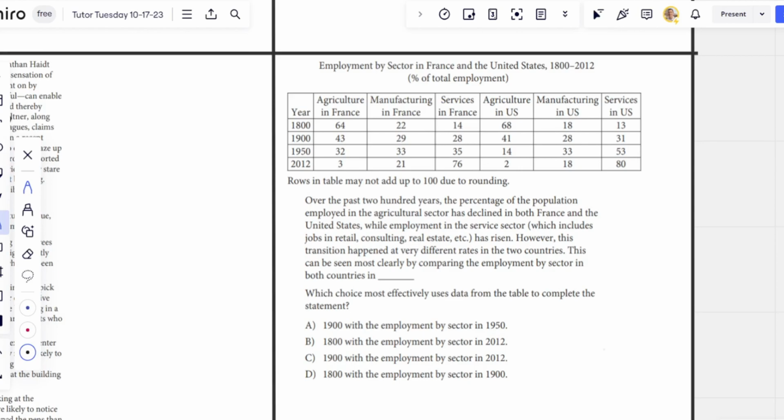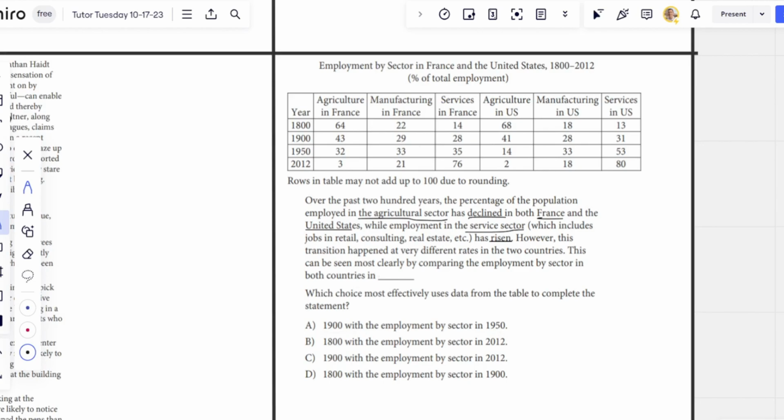So it says that over the past 200 years, the percentage of the population employed in the agricultural sector has declined in both France and the United States, while employment in the service sector has risen. Okay, declined, risen. However, this transition happened at very different rates in the two countries, right? France and the United States. This can be seen most clearly by comparing the employment by sector in both countries in blank.